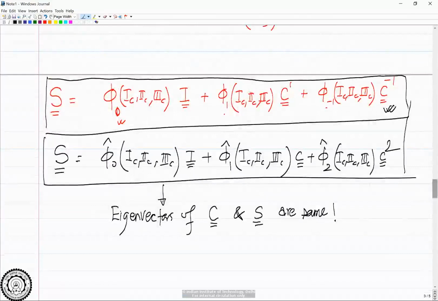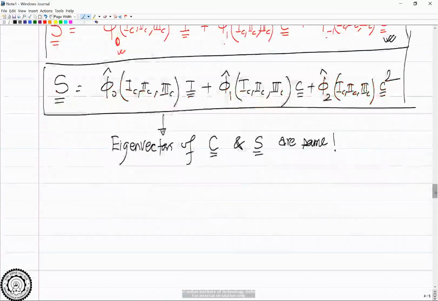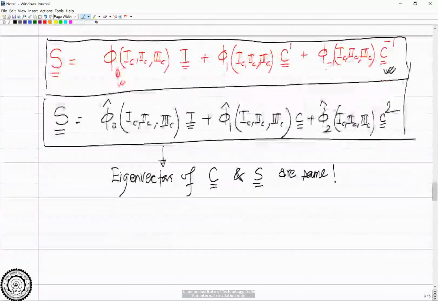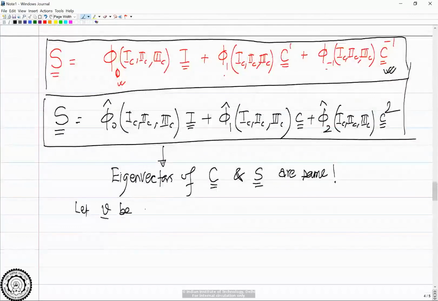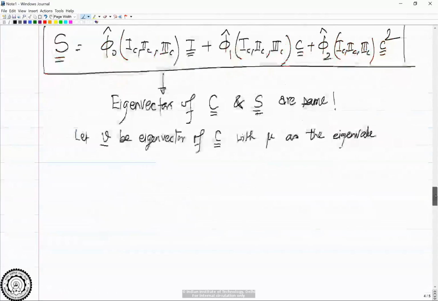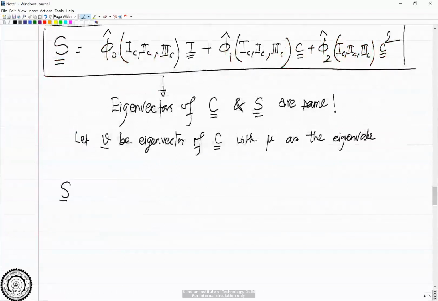I hope it is not confusing to you. Let me just do it again. Let us say V is an eigenvector of C with mu as the eigenvalue. Then what will be S times V?